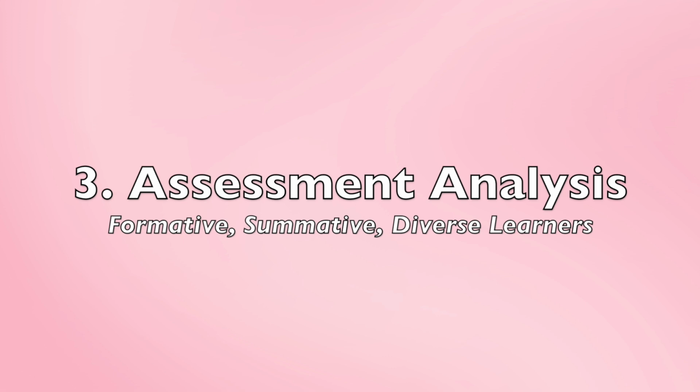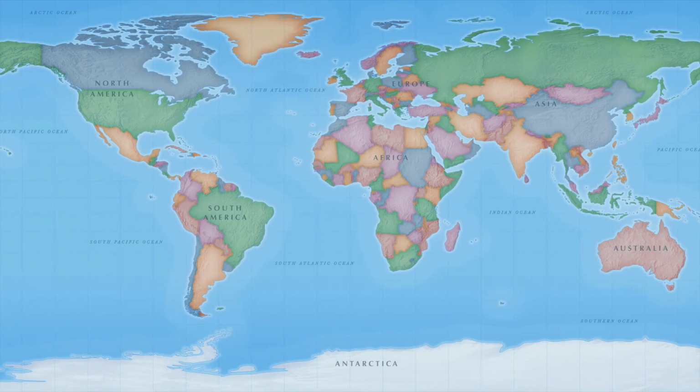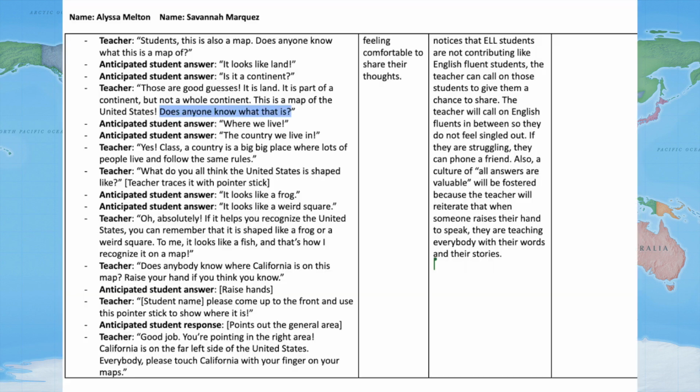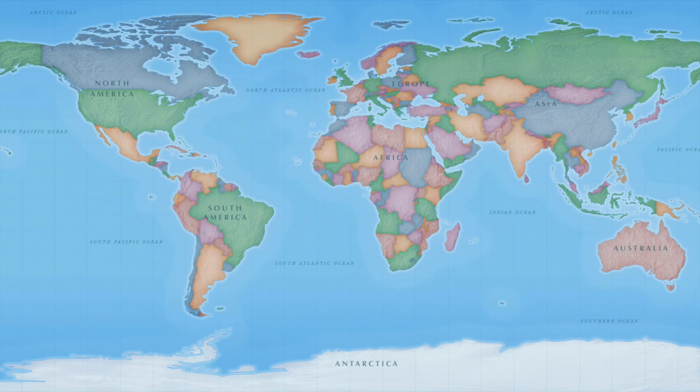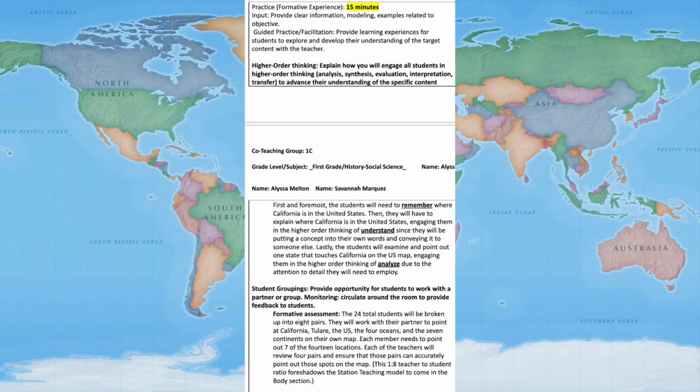Next, I will discuss how this lesson utilizes formative and summative assessments and how diverse learners are engaged in this process. During the Engage Open section, the teacher is constantly asking small questions to students to evaluate their background knowledge on topics such as continents, maps, and globes. This is a formative assessment. Practice: students are paired up and asked to find locations on a map, giving teachers insight into whether the students are understanding the material. This is a formative assessment.